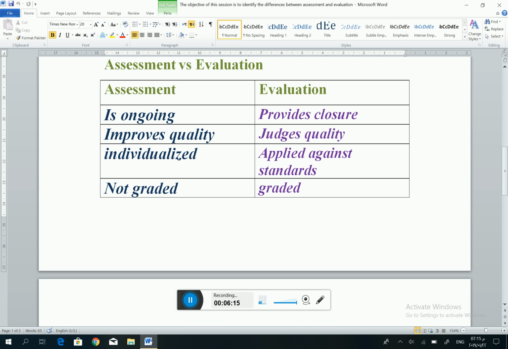Again, in brief words, assessment is ongoing, but evaluation provides closure. Assessment improves the quality of learning, but evaluation judges the quality of learning. Assessment is individualized, but evaluation is applied against standards. Assessment is not graded, but evaluation is graded. I hope you have got the concept or the differences between assessment and evaluation.